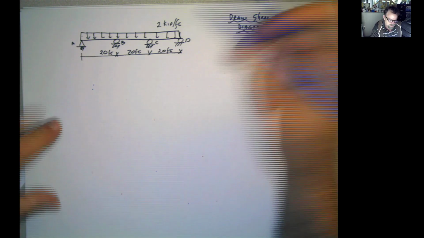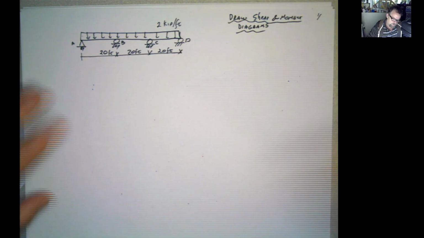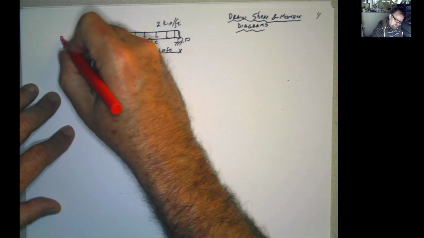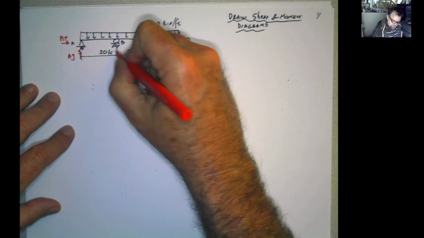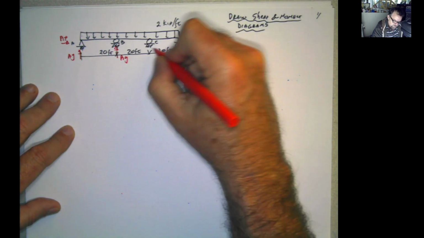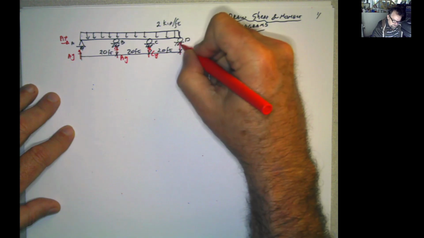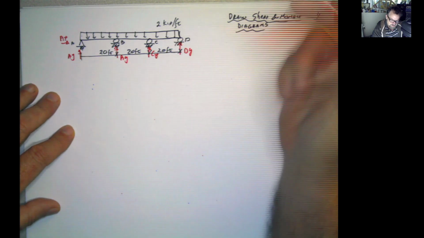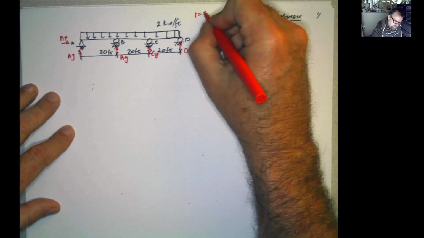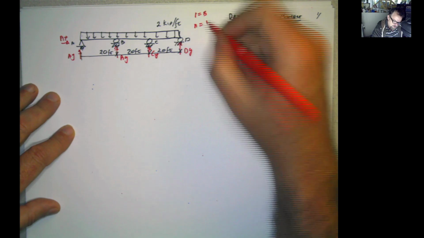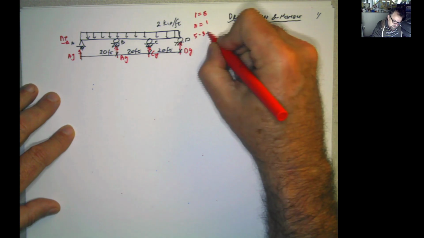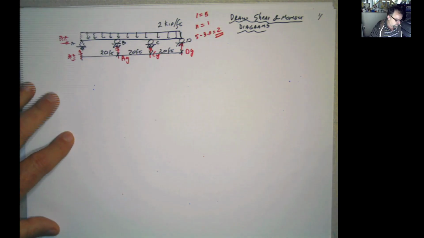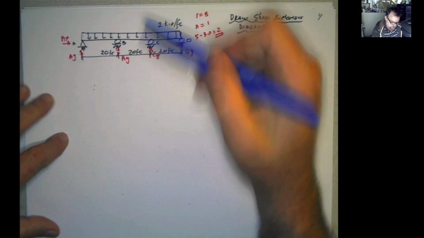How many degrees of indeterminacy? How many reactions do we have here? We have AY, AX. I know AX is 0, but nonetheless it is a reaction. BY, CY, and DY. So 1, 2, 3, 4, 5. One body: R equals 5, N equals 1. 5 minus 3 times N equals 2. Statically indeterminate of second degree. So we have to eliminate two redundants.